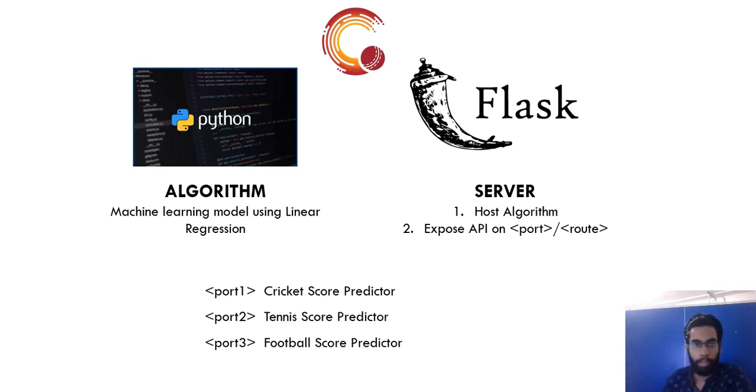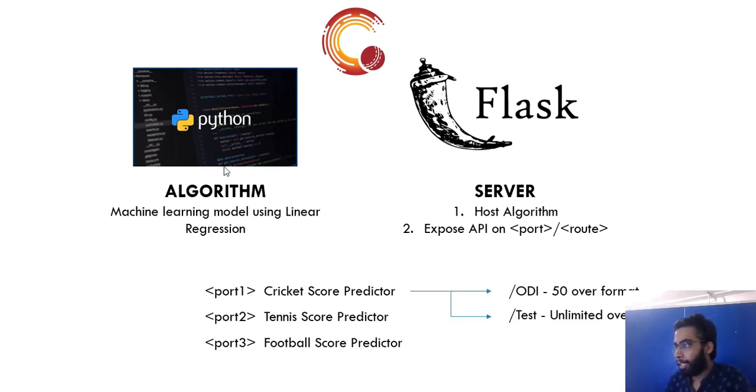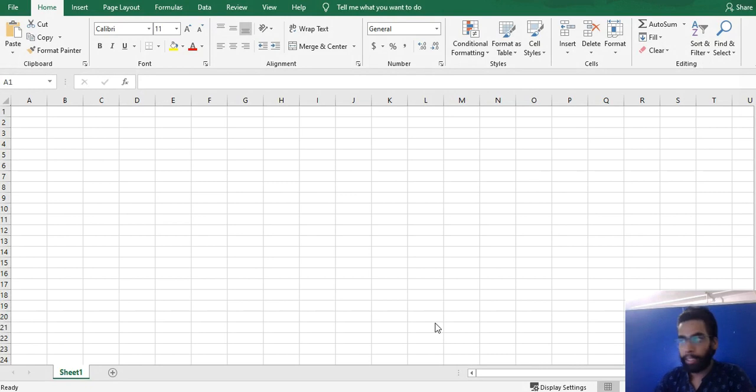Now, why do I need a route? For a given service, I can have several methods. For example, for cricket score, I can have an ODI method to predict the ODI scores, and I can have a test method to predict the test scores. So a combination of port and route will help me identify which resource, which API to exactly hit. Based on the request the user is sending, I will be able to pinpoint exactly what the user requests. This is pretty much the architecture.